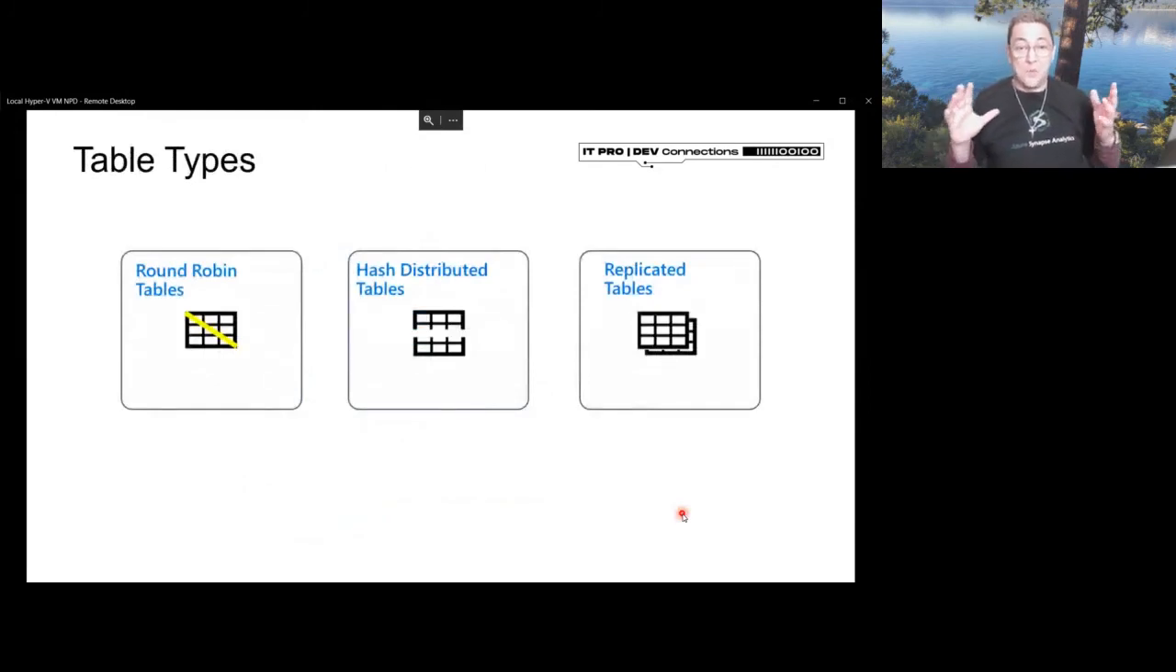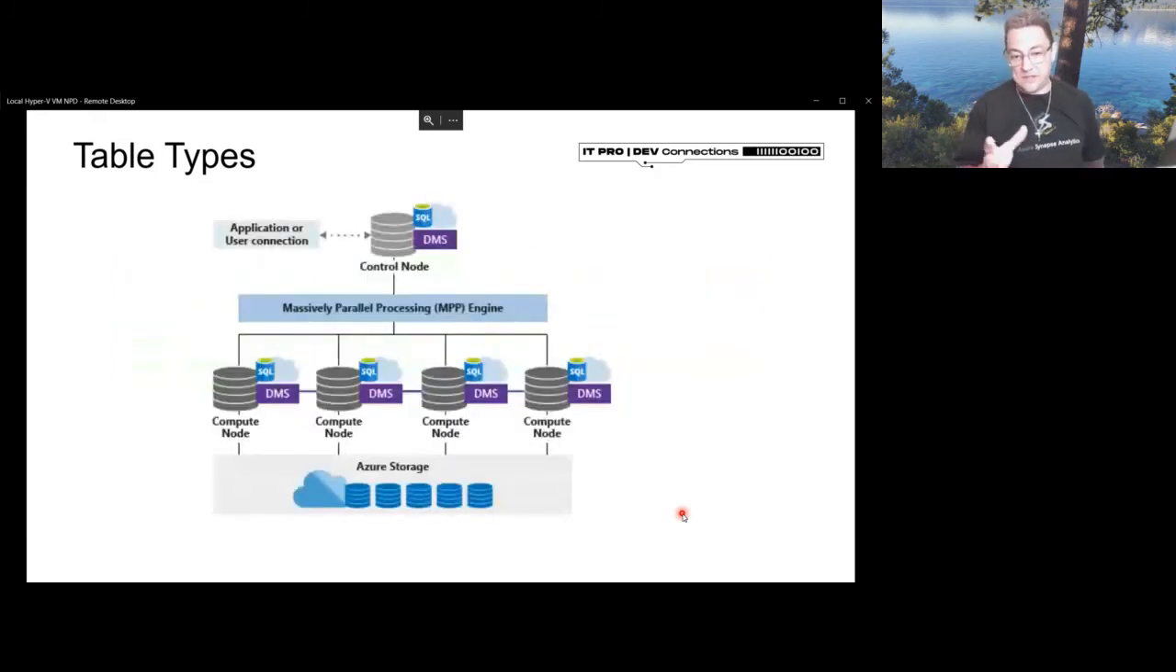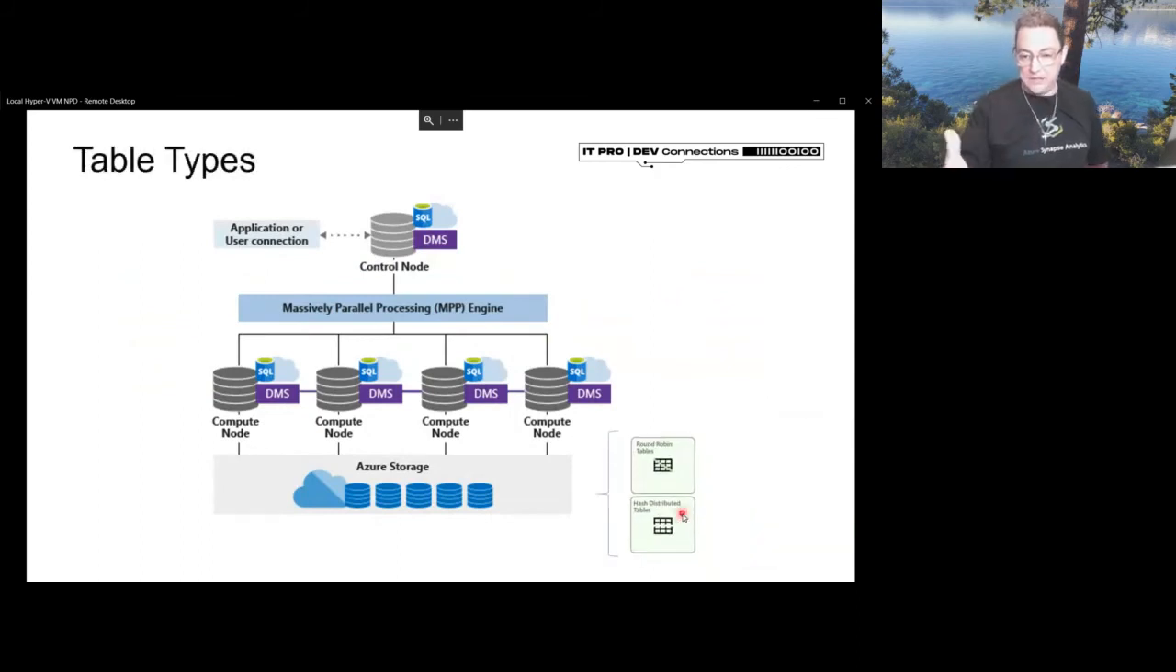So again, when you create the table, you're going to make the call. Is it going to be round robin? Is it going to be hash distributed? Or is it going to be replicated? I'm going to color code these ones in here on the slide so we can see where those tables land in the diagram I have just reviewed with you. And it looks like this, right? This is the diagram.